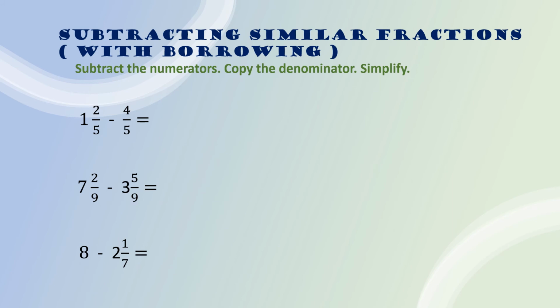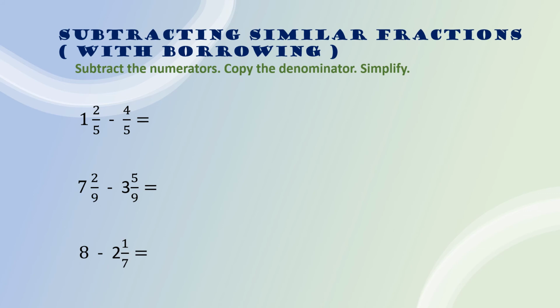Let's have another set of examples. In these 3 examples, we are going to have borrowing, or renaming. For example, in number 1, we have 1 and 2/5 minus 4/5. Here we cannot just subtract 2/5 minus 4/5. We cannot take away 4 from 2. So we have to borrow from the whole number.